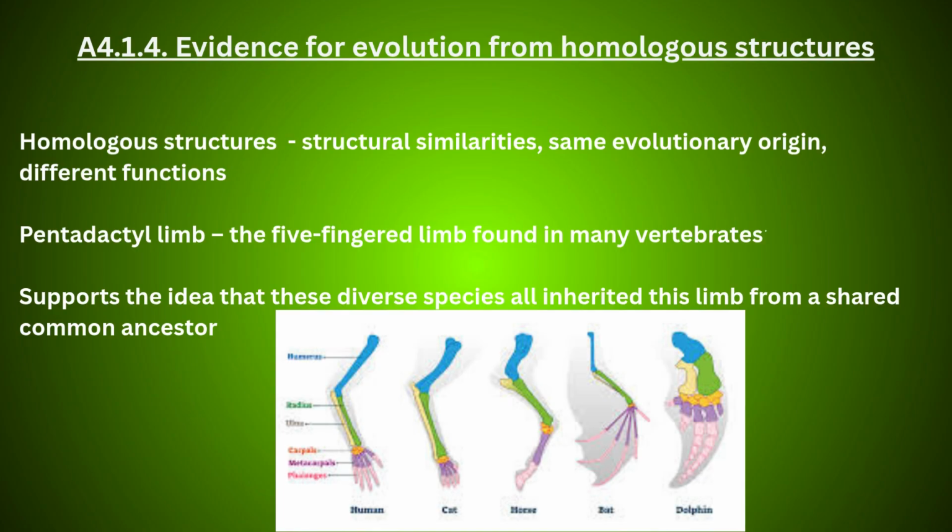shared common ancestor. Homologous structures are a result of what we call divergent evolution, where a common ancestral structure evolves into different forms to serve different functions in various descendant species.